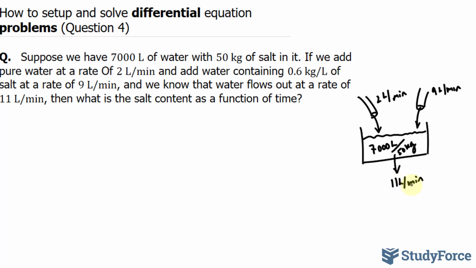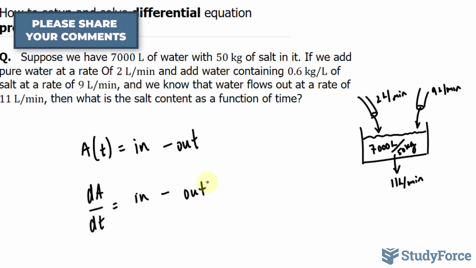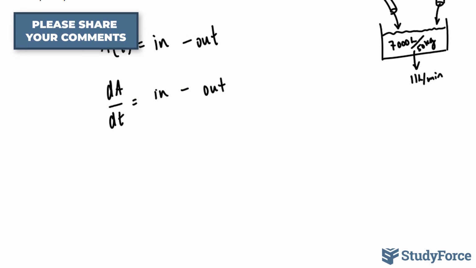What I have to do is set up a function, and I'm going to call my function A, with respect to time, so A of t is equal to what goes in minus what goes out. Since we're talking rates here, we need to take the derivative of A, which is A prime. And since this is a differential equation problem, we're going to use the notation dA over dt is equal to what goes in minus what goes out.